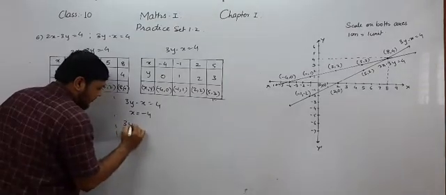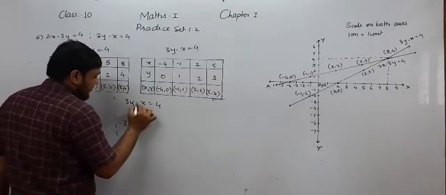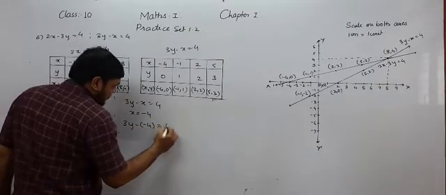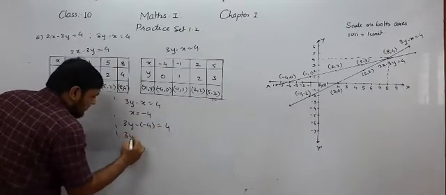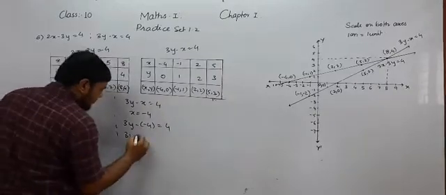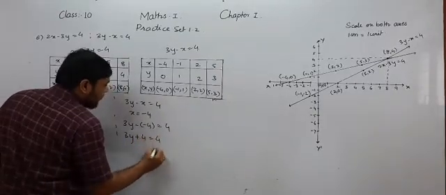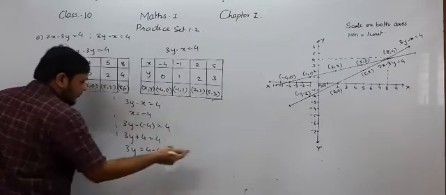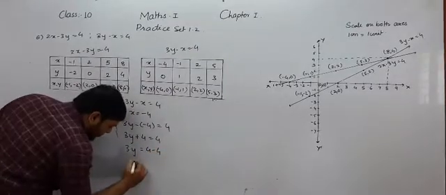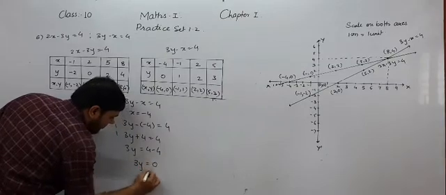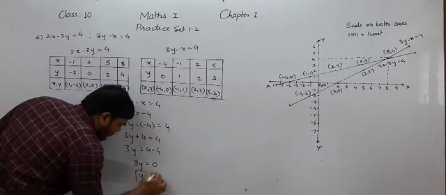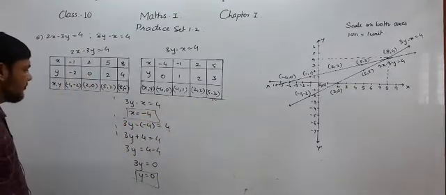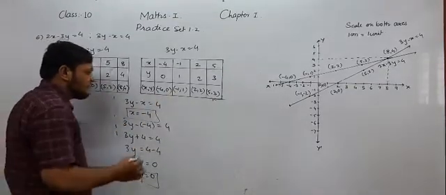So 3y minus, here it is minus and the coordinate is negative 4, equal to 4. So 3y, this negative negative will be positive. So it will be 3y plus 4 equal to 4. So 3y equal to 4 minus 4, this positive 4 will go to that side, will be negative 4. So 3y equal to 0. So y will be equal to 0. So if we put x equal to negative 4, then y will be equal to 0. So the first ordered pair is negative 4 comma 0.